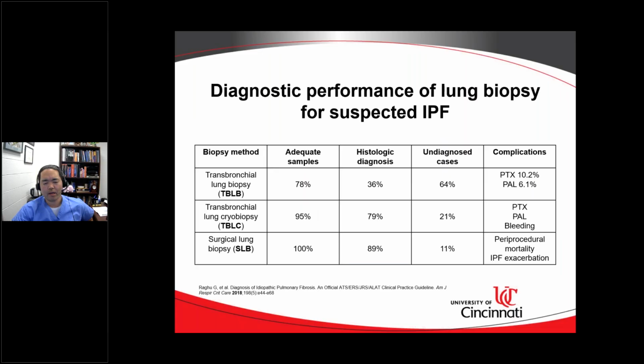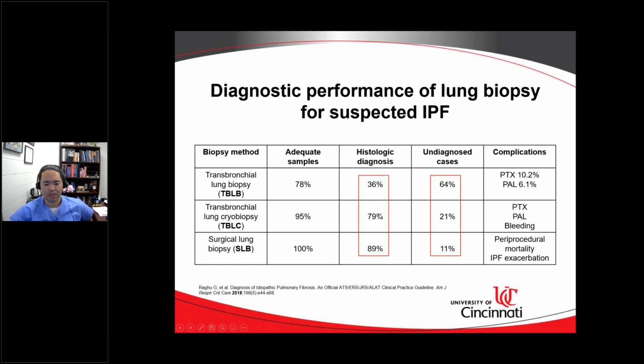So why did we end up having cryobiopsy for suspected IPF? This is coming from the IPF official statement from 2018. If you ignore the row in the center, you can see that for transbronchial lung biopsy itself, a histologic diagnosis for IPF is less than a flip of a coin, 36%. So you're going to have almost two-thirds of undiagnosed cases. Whenever you compare it to surgical lung biopsy, there is almost 90% histologic diagnosis, and undiagnosed cases are 11%.